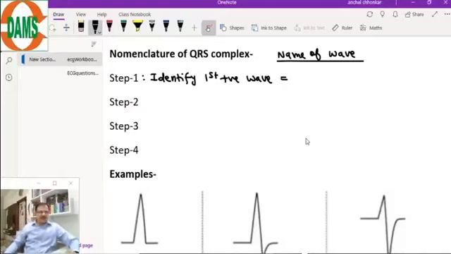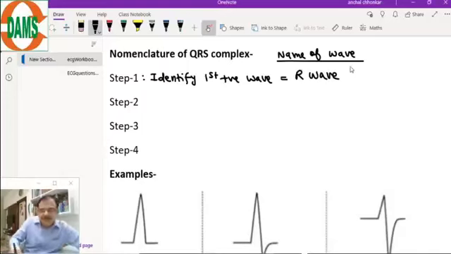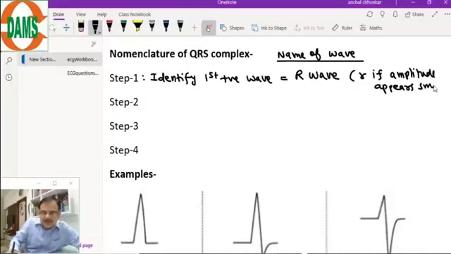This will be your first step. Identify the first positive wave. And this first positive wave, you name this as R wave. You call this as R wave, and small r if the amplitude appears small.